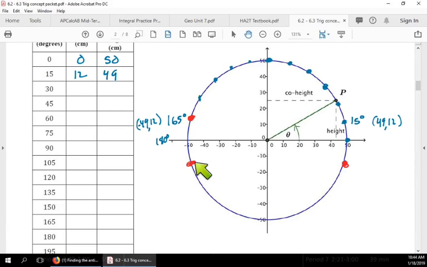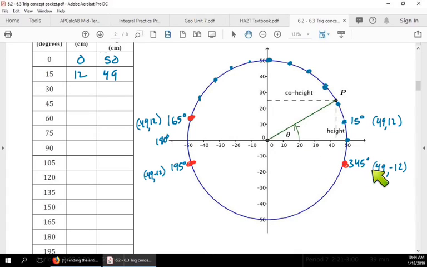Then what would be the degrees for this one? That would be 195. And what are the coordinates for that one? Negative 49 and negative 12. This time they're both negative. And then what would the degrees be for this one? All the way around is 360. Back up 15 degrees. What do we get? We get 345 degrees, and the coordinates would be 49 and negative 12.